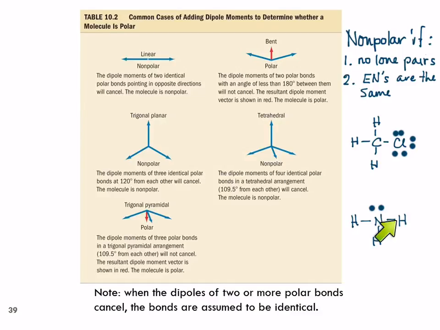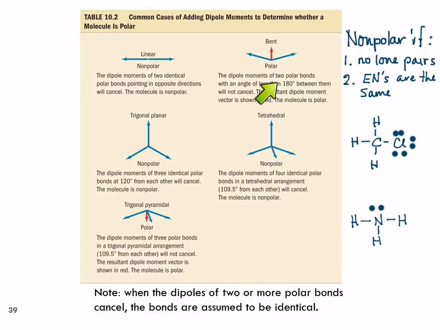Ammonia has 4 groups, but only 3 actual bonds. So one of them is invisible. That's what gives us this trigonal pyramid shape. This lone pair makes the molecule lopsided and therefore polar.